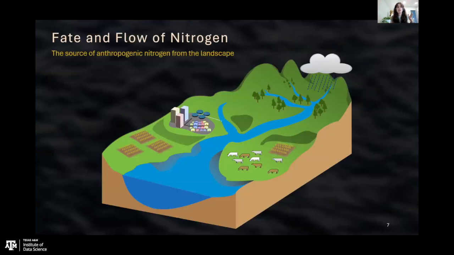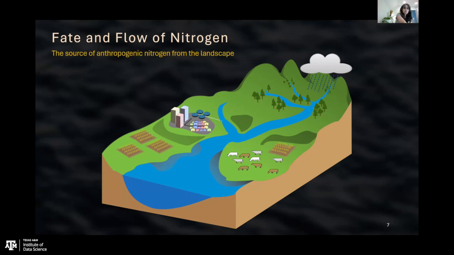Okay, so I'm going to quickly go through my research. I know that not everyone's interested in water quality, so I tried to keep it to a 1,000 feet level introduction of my work. My main focus is trying to understand how nitrogen from humans moves through the landscape.